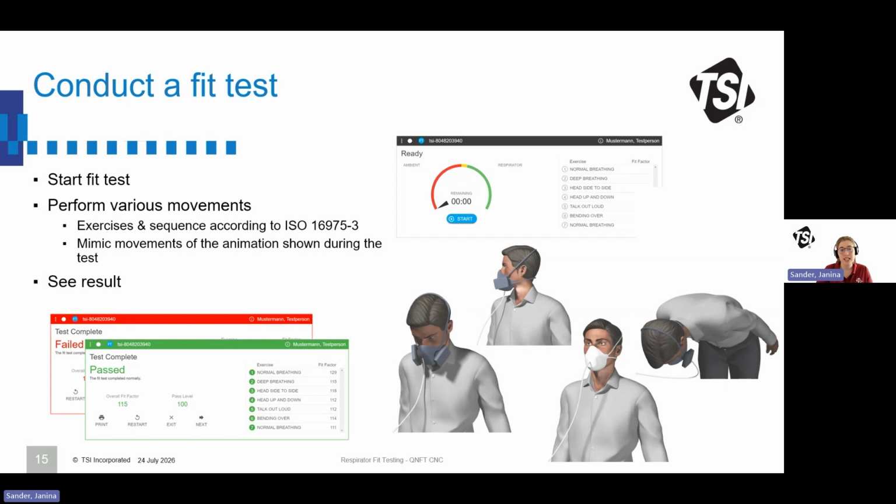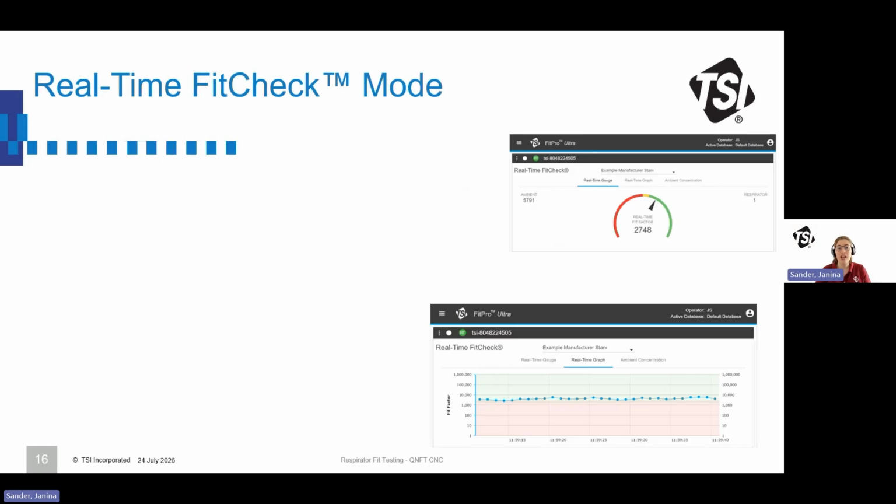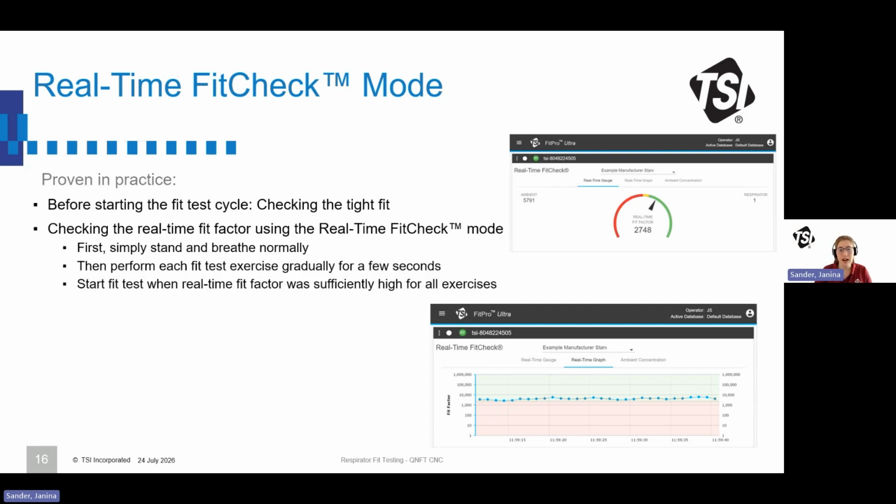There's also, with the CNC method, the big advantage that next to performing a complete fit test according to protocol, you can use real-time measurements. In the PortaCount, it's called real-time fit check mode. This is a method proven in practice, which you can do before starting the fit test cycle, just to check the fit of the respirator so that you don't waste time finding out after the fit test that the mask doesn't fit. You can check that before. So use the real-time fit factor to quickly see, does this mask look good or is it a very bad fit? Then we don't need to start the fit test.